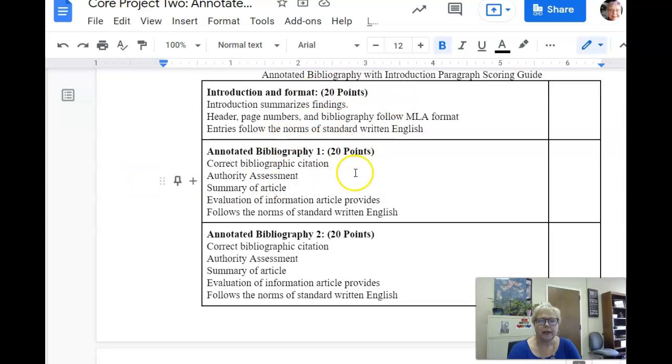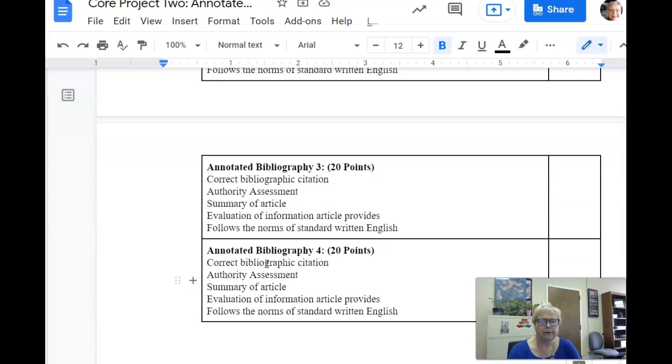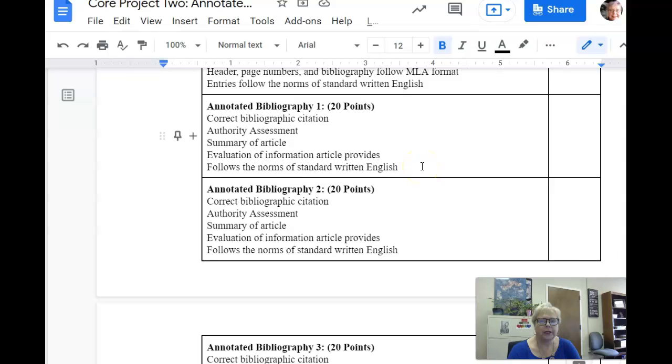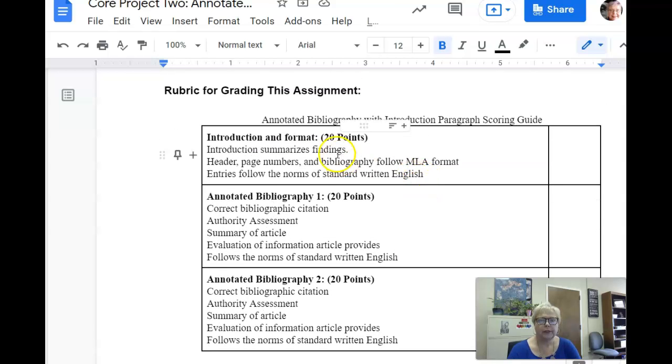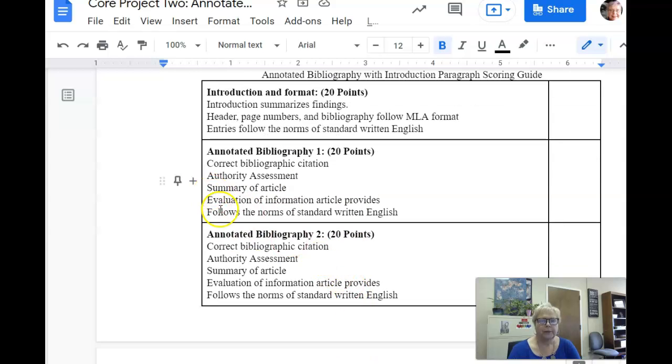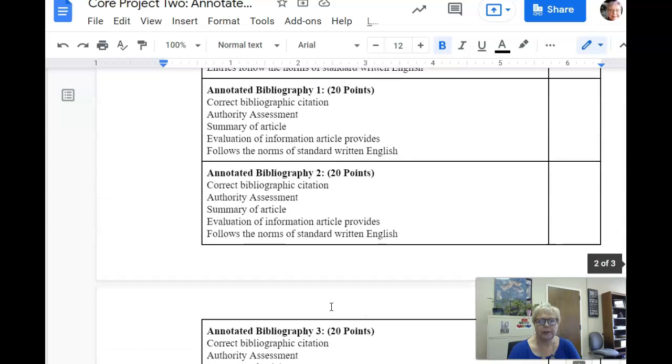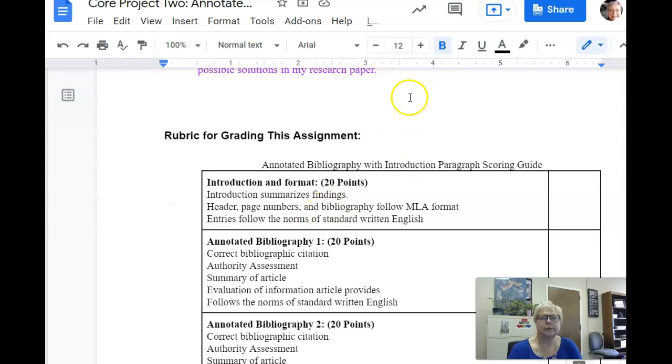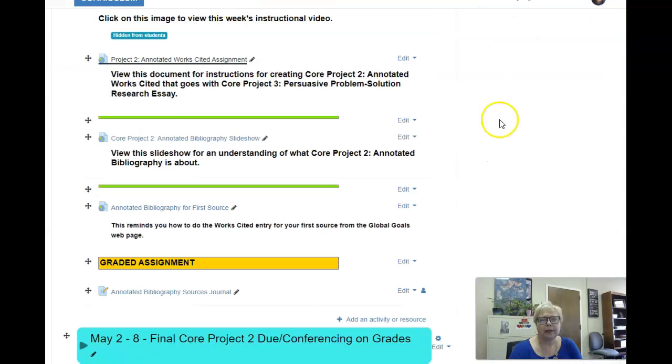20 points for that. And then for each of the entries, 1, 2, 3, 4, 20 points for each of those. So you can earn 100 for this if you have all of your points for the introduction and format, and you have all of this information for each of your 4 sources here. So that would be 20 points apiece, 80, and then 20 points for your overall formatting. All right, so I'm gonna teach you how to do the formatting and all of that.